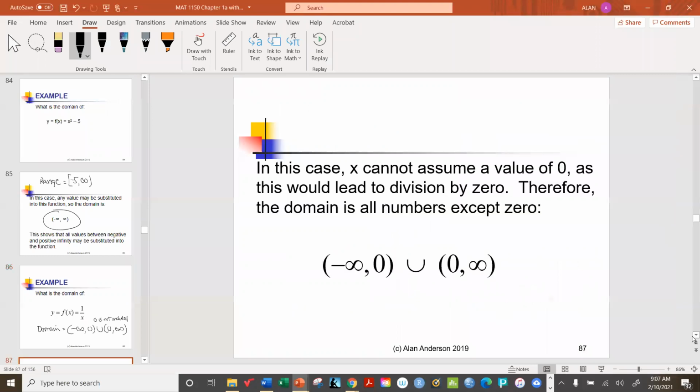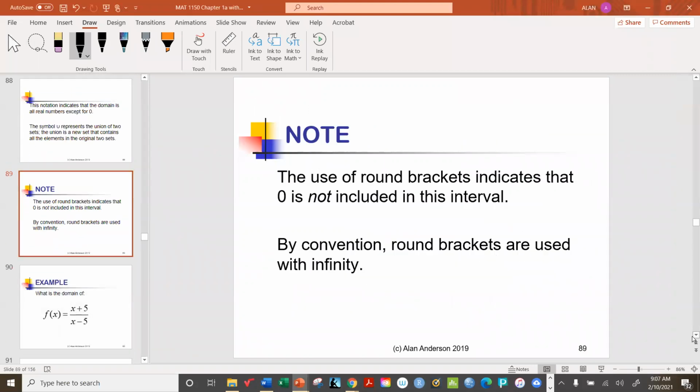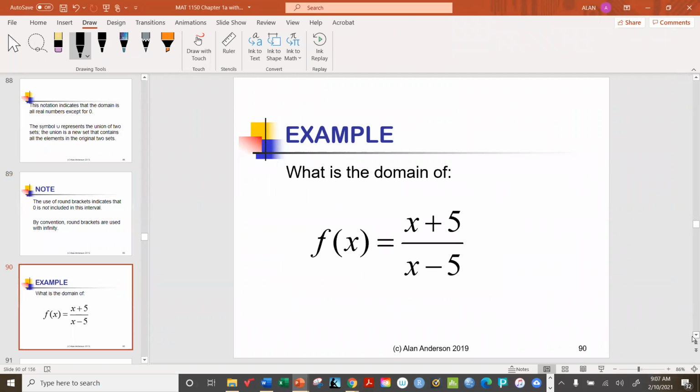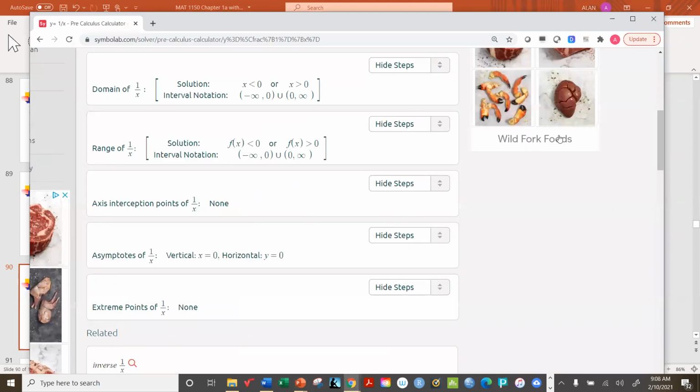Now, what about this one? What value of x could potentially cause problems here? 5. 5, exactly. No 5s are allowed in this function. You cannot let x be 5, precisely. So I'll tell you what, now that should be clear from here, but again, when we look at a graph of it, I think it'll be even more clear why this is happening.